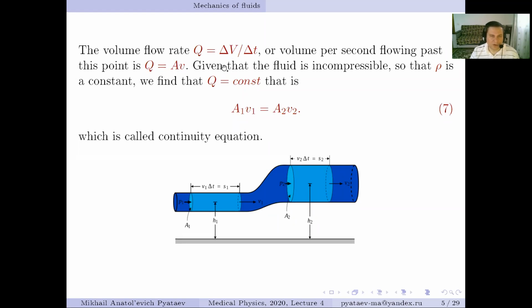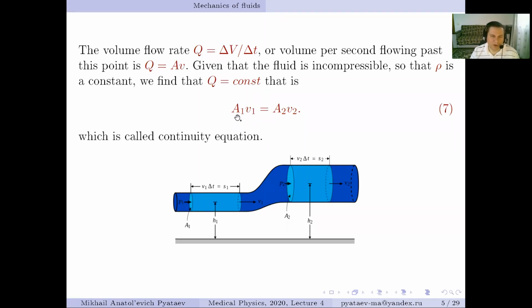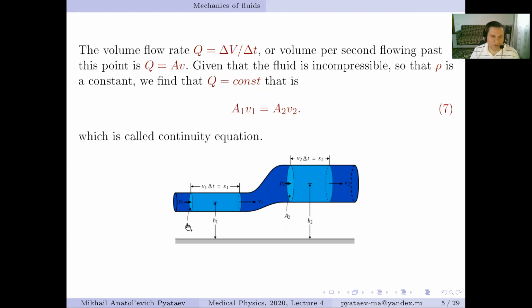And since rho is the same, delta M is the same, Q also should be the same in every part of the tube. That's why if Q is constant, we obtain that A V remains constant at every part. So for example, here we have smaller A, then we have larger V. And if A is bigger, then V is smaller.